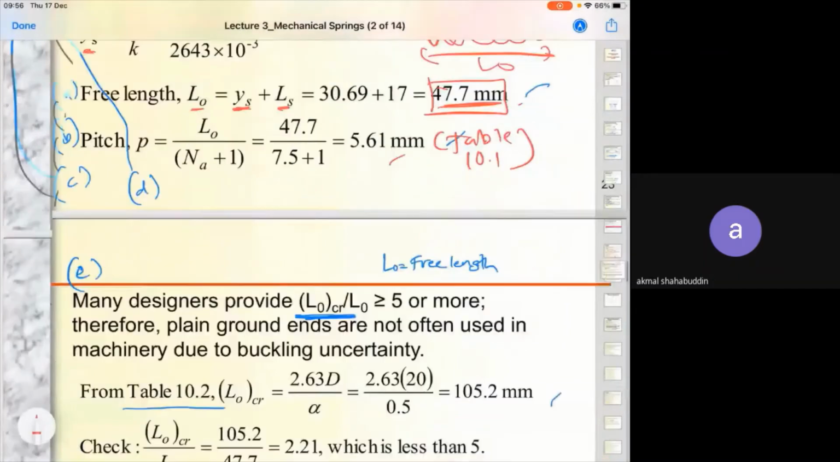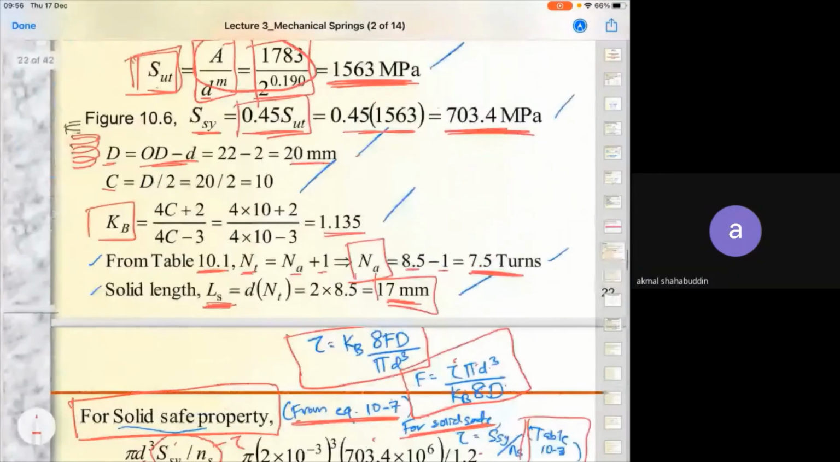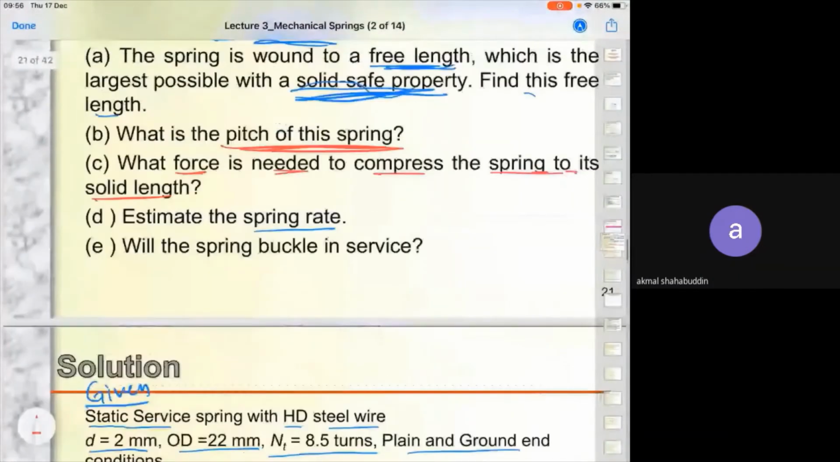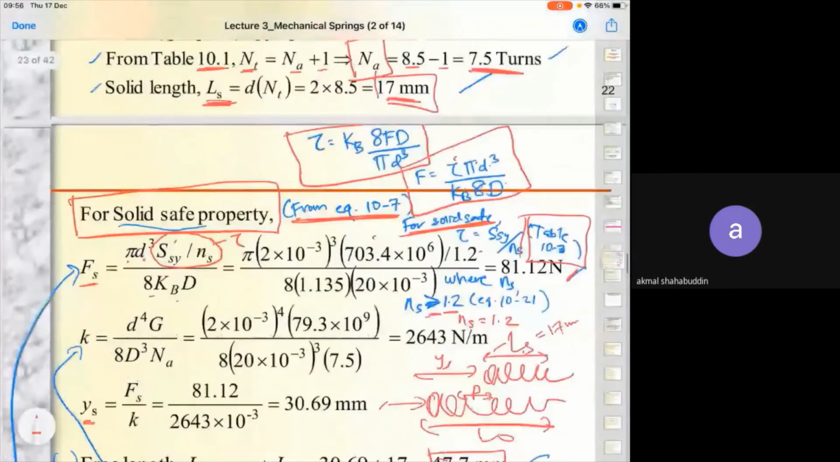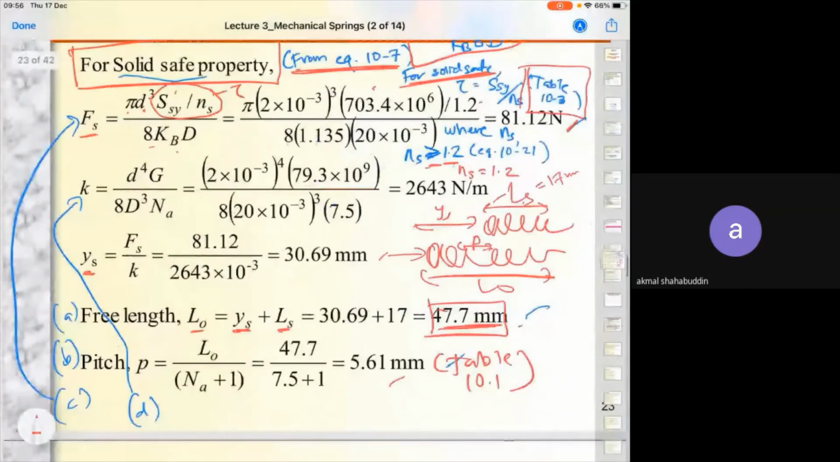Okay, kemudian dia tanya lagi soalan C. What force is needed to compress the spring? Kita dah jawab dah. Kat mana? Yang ni. 81 Newton. Kecil je ni spring kita. Kalau 81 Newton meaning 8 kg. So you put 8 kg, dia dah pergi sampai ke solid safe lah, ataupun yang safe length lah. Okay, solid length.